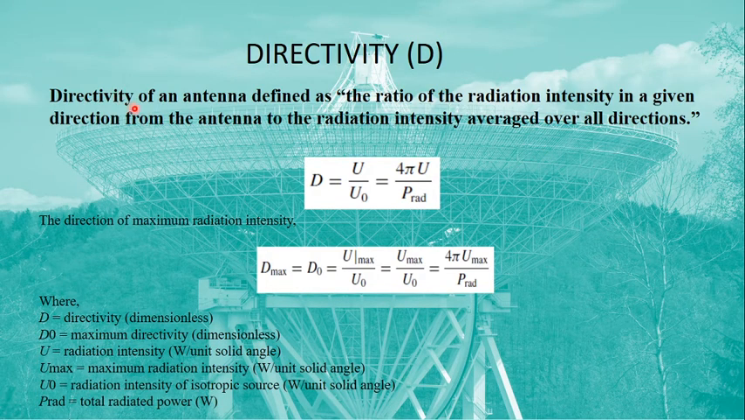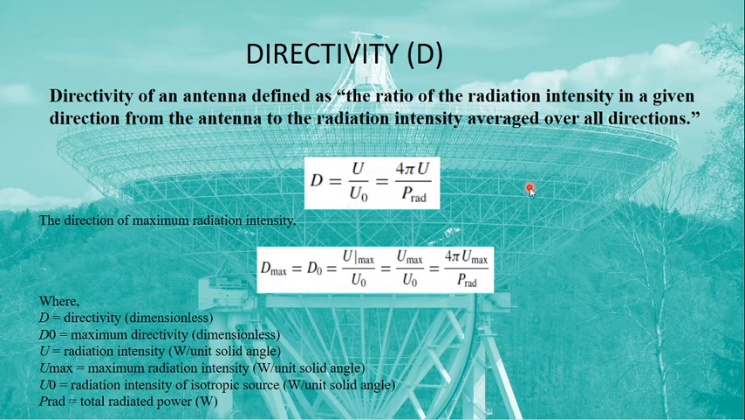The definition of directivity: the directivity of an antenna is defined as the ratio of the radiation intensity in a given direction from the antenna to the radiation intensity averaged over all directions. Averaged over all directions is nothing but the isotropic antenna. So we always compare the radiation intensity of our antenna, which observes signals from one direction, with a reference antenna, for which we assume the radiation is averaged over all directions. The ratio of the two radiation intensities gives us the directivity D.